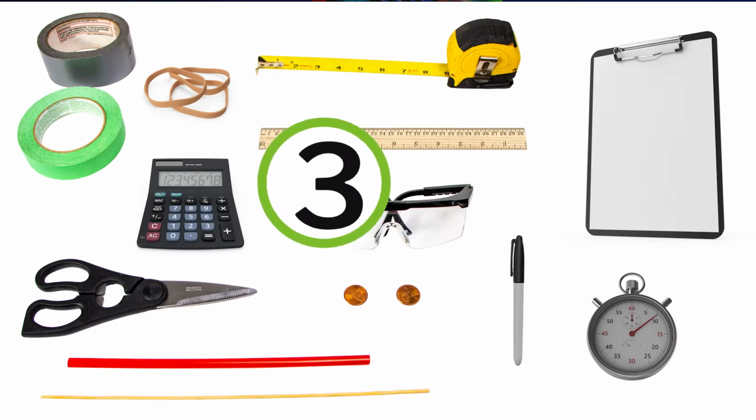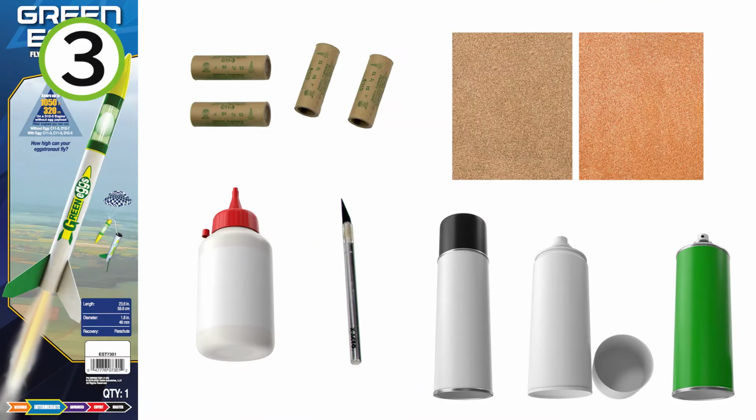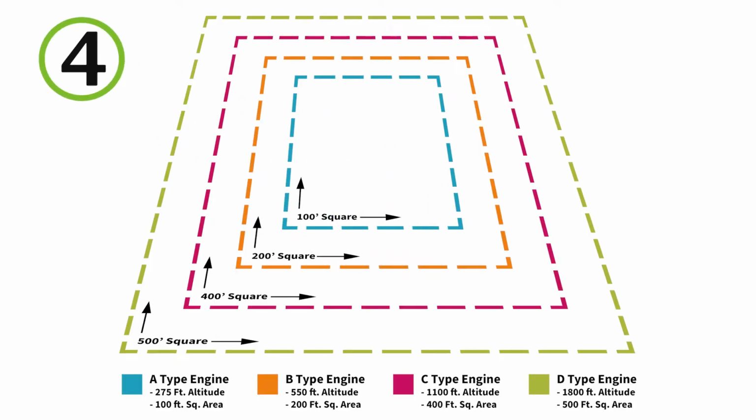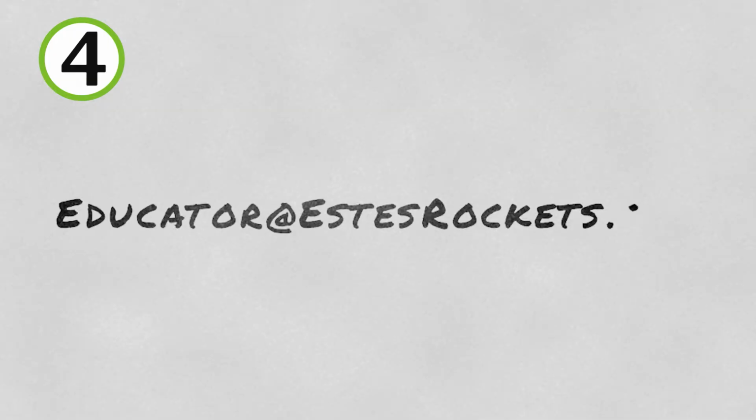2. Assemble and display a green eggs rocket. Be sure that you've had plenty of time to build it yourself and are aware of all the kinks and the instructions before you do it in front of a large class of students. 3. Gather the materials needed to build the rocket and launch. And 4. Find a safe launch site ahead of time. If you're ever unsure of where to launch your rockets, be sure to email us at educator@estesrockets.com and we'll be happy to help.